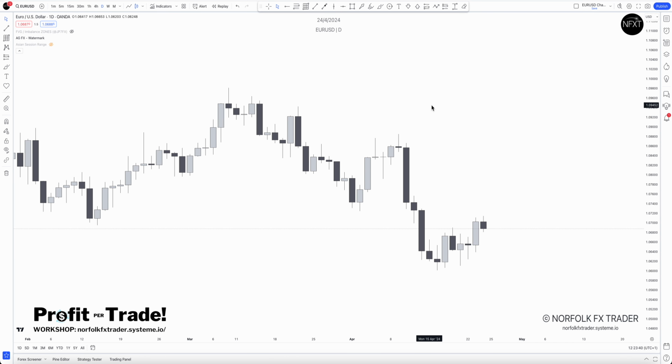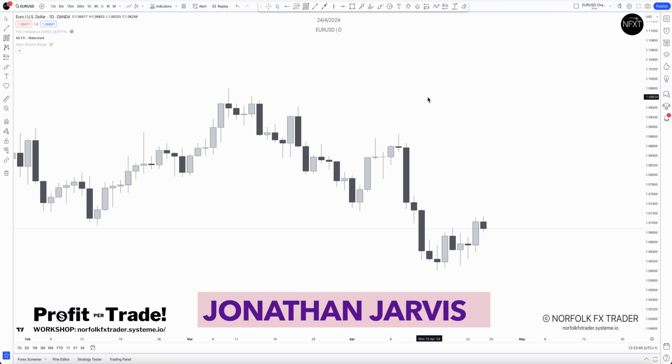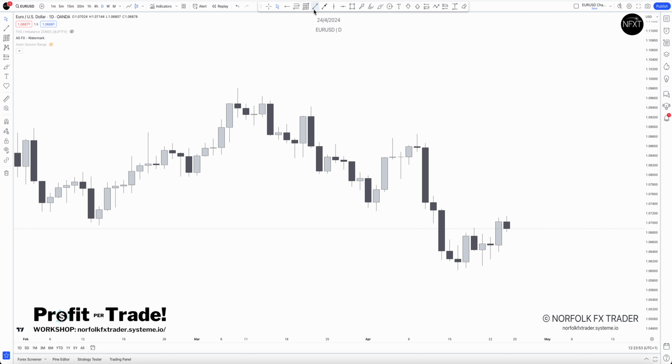Where do we see potential areas of liquidity? Now, the liquidity is always going to be above swing highs and below swing lows. So if we're looking at this current chart here, we would have liquidity sitting above this swing high, above this swing high, above this swing high. This is where the current liquidity would be left.